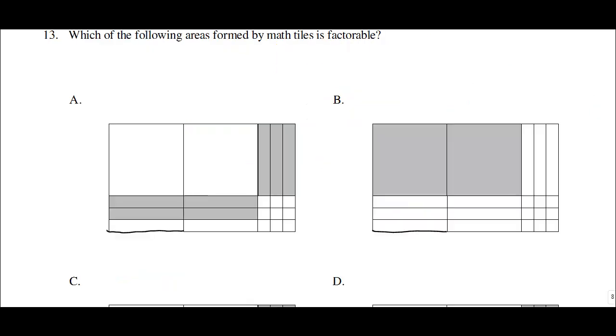All right, number 13, a couple more questions left. Which of the following areas formed by math tiles is factorable? Well, what I would do for this one is I would just move from the top to the bottom and take a look. So make sure that you understand that the shaded ones are going to be negative and the positive ones are going to be the white ones, I guess you could say. So if we look across the top here, I have 2x, so this would be 2x, and then this would be -3 right here.